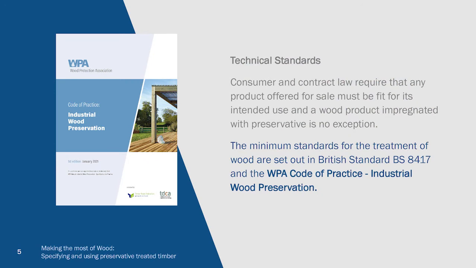Consumer and contract law require that any product offered for sale must be fit for its intended use, and a wood product impregnated with preservative is no exception. The minimum standards for the treatment of wood are set out in British Standard 8417 and the WPA Code of Practice Industrial Wood Preservation. In these standards, the level of treatment is tailored to the application use class of a wood product as defined in BS EN 335.